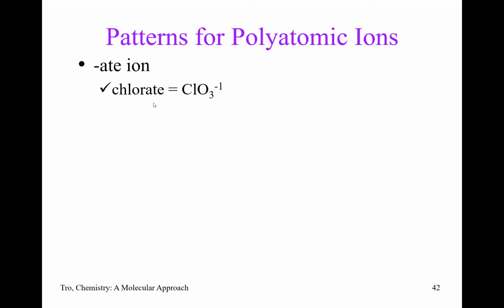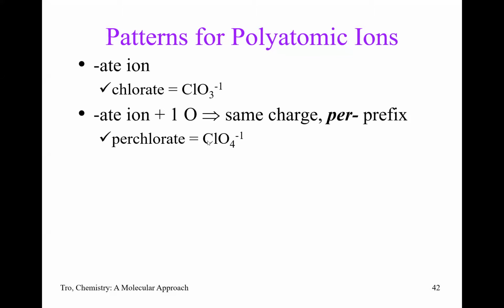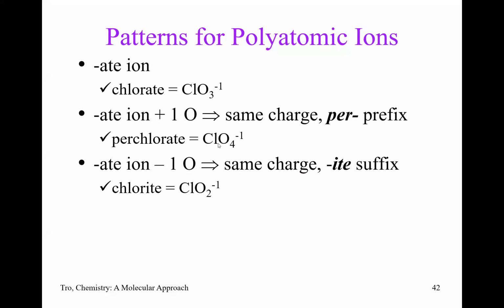Okay, so once you know the root polyatomic ion, then it has this -ate. That's the normal version. If you add an oxygen to it, you put a per- in front of it. So for example, chlorate becomes perchlorate, right? Same exact species, but one more oxygen.